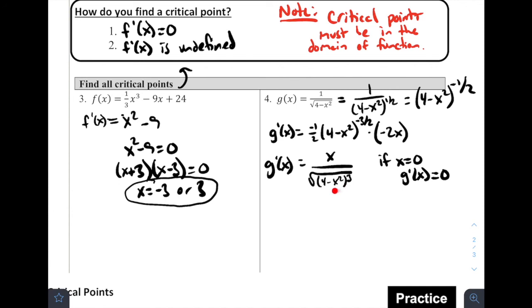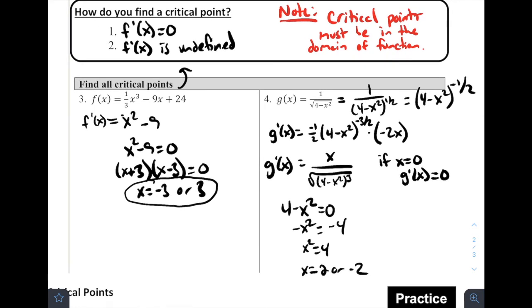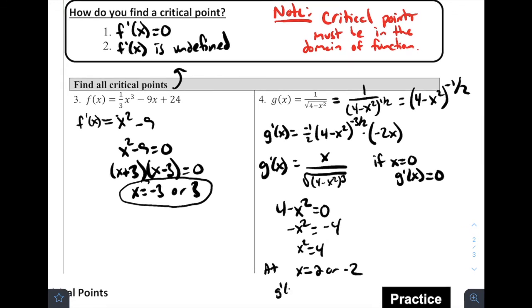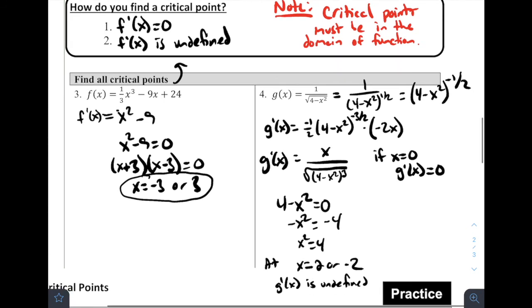That's going to be places where 4 minus x squared would equal 0. And so -x squared is equal to -4. So x squared is equal to +4. So x is equal to 2 or -2. So these are again places where, at x equals 2 or -2, g prime of x is undefined. So we have some candidates here. Let's take a look: x equals 0 and x equals 2 or -2.